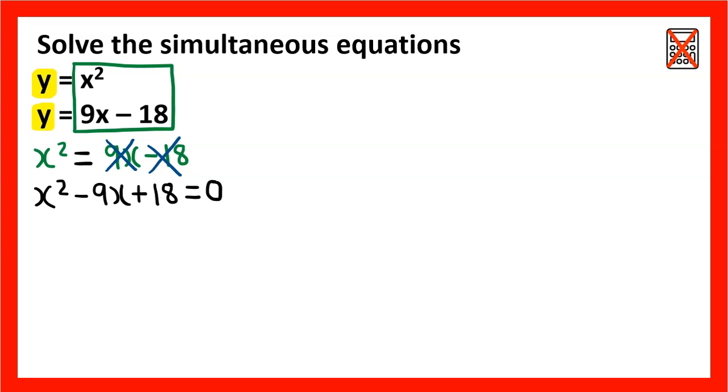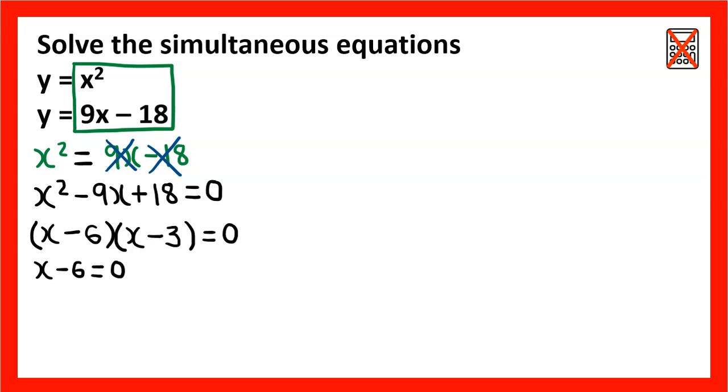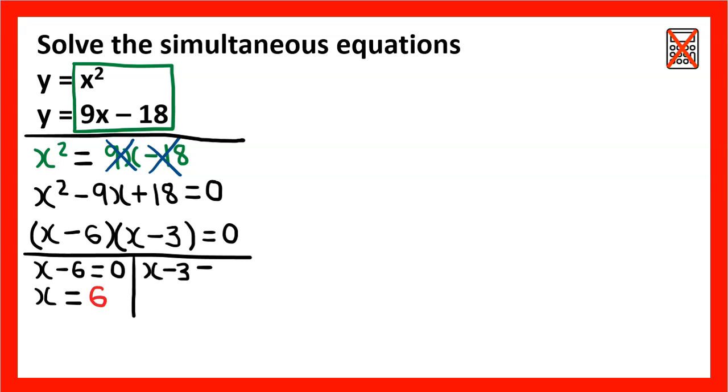We'll be able to solve this quadratic by factorizing. I'm looking for numbers that multiply to give me 18 and add to give me negative 9. That would be negative 6 and negative 3. If x minus 6 bracket x minus 3 is equal to 0, then one of these brackets must be equal to 0. If the first one was equal to 0, x minus 6 equals 0, then x would be equal to 6. But if x minus 3 was equal to 0, then x would be equal to 3. Now I have my solutions for x. x is 6 and x is 3.